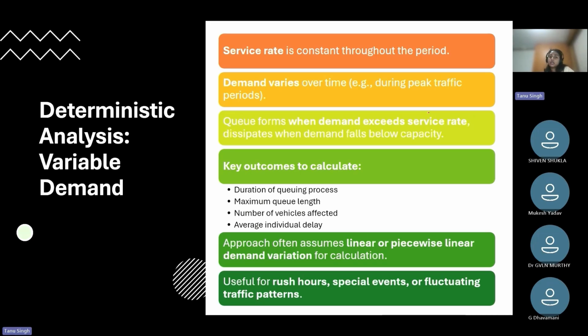This is just done to calculate the queuing, what will be the queue length, what will be the number of vehicles affected. These analyses are done to find out what will happen if there are special events or traffic fluctuation in the traffic patterns, to analyze these conditions.